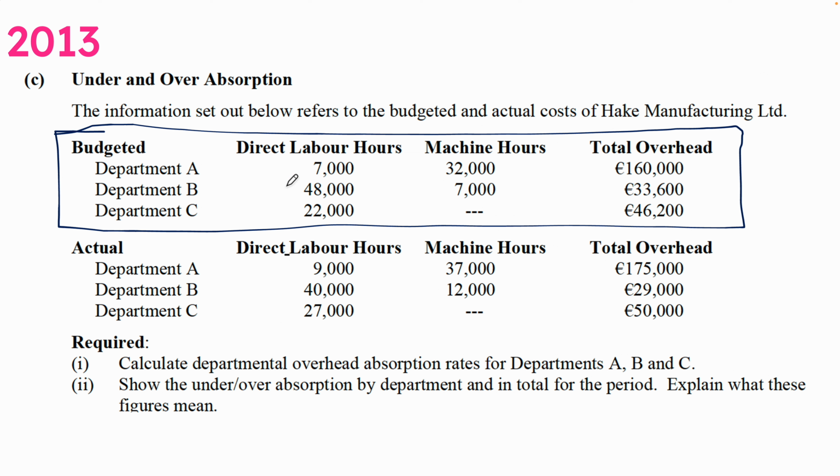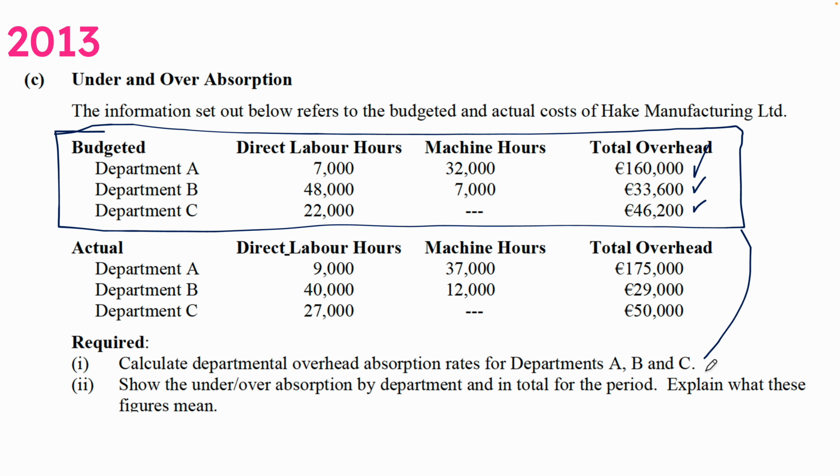So they think in Department A, there would be 7,000 labour hours, 32,000 machine hours, and it would cost €160,000 in total. That's what they think. In Department B, they think it would take 48,000 labour hours, 7,000 machine hours, and then €33,600 in total. And Department C, they think it would take 22,000 direct labour hours, and that it would cost €46,200 in total. So that is what the management accountant thinks that those departments could be run for.